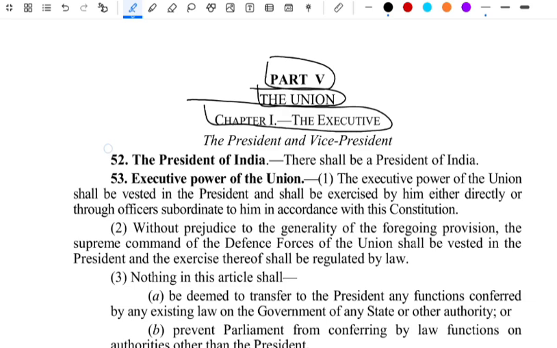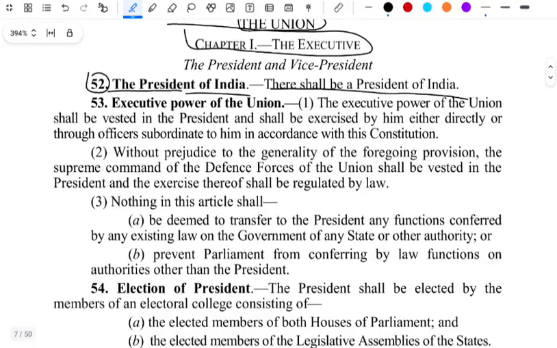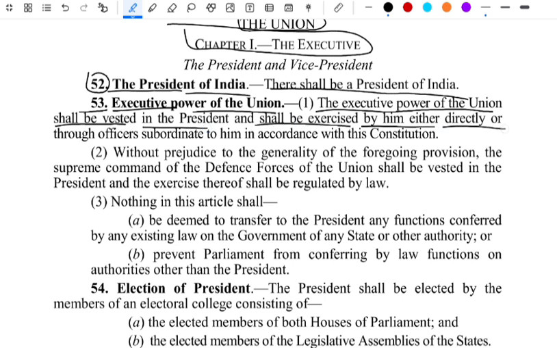So Article 52 says the President of India: there shall be a President of India. Article 52 states that there is a President of India. Next, Article 53 says executive power of the Union. The executive power of the Union shall be vested in the President and shall be exercised by him either directly or through officers subordinate to him in accordance with the Constitution.